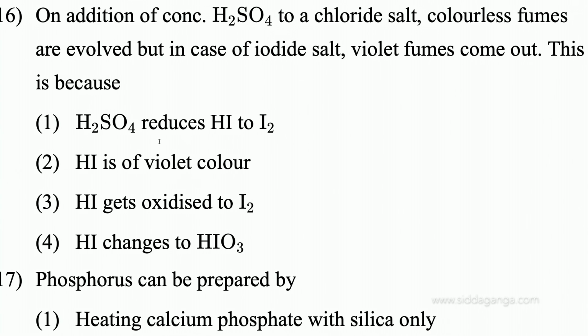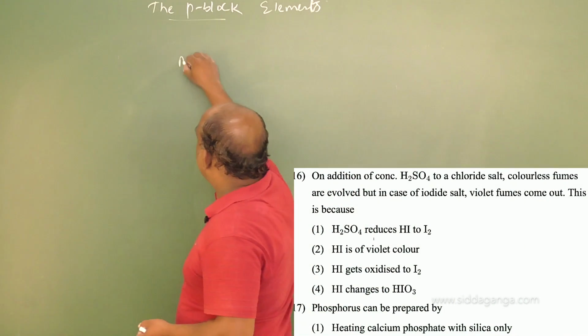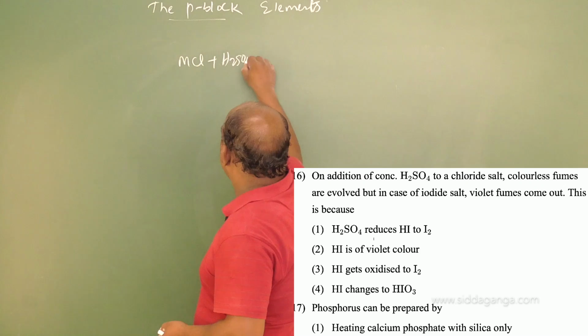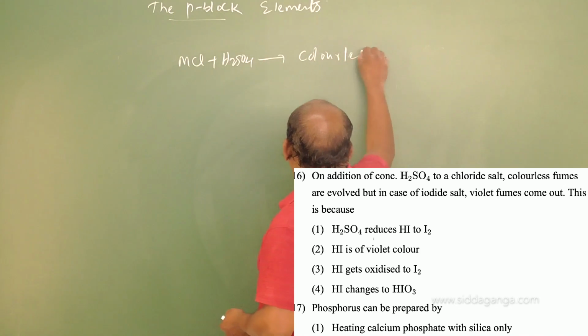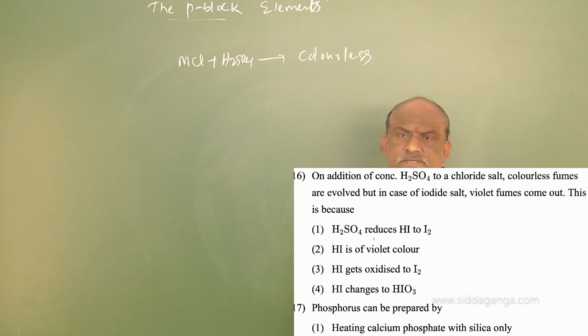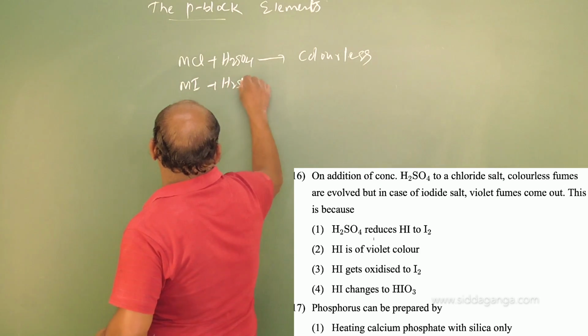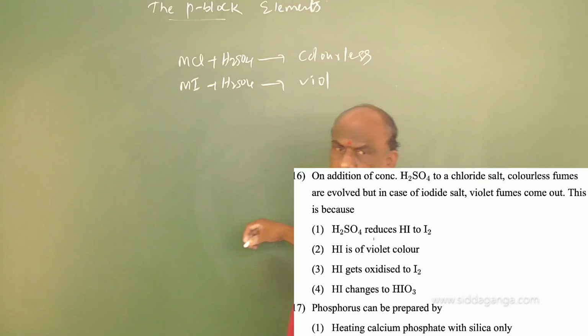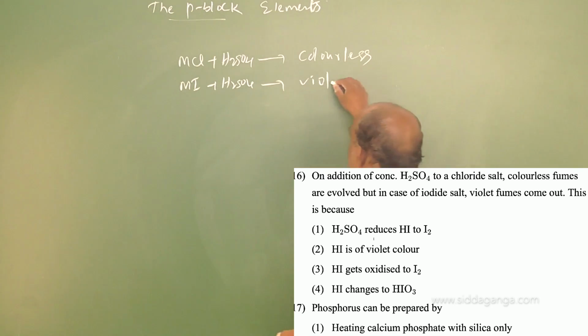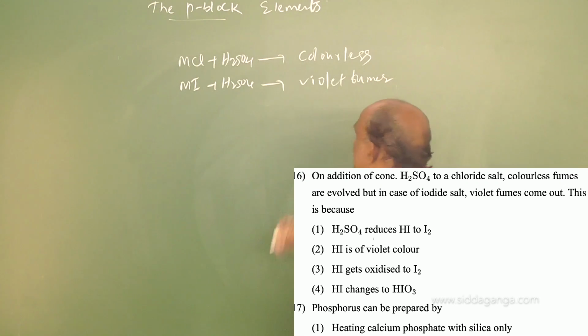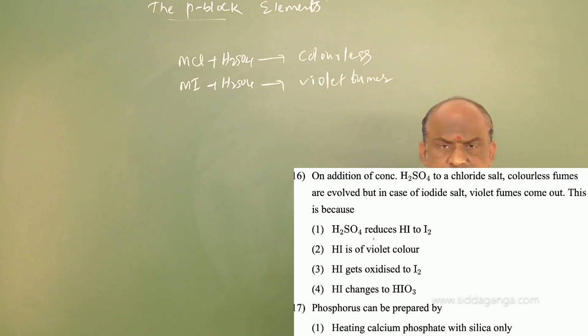Question number 16. On addition of concentrated sulfuric acid to chloride salt, colorless fumes are evolved. But in the case of iodide salts, violet fumes come out. This is because... So MCl plus H2SO4 gives colorless fumes. The second one, MI plus H2SO4, gives violet fumes.